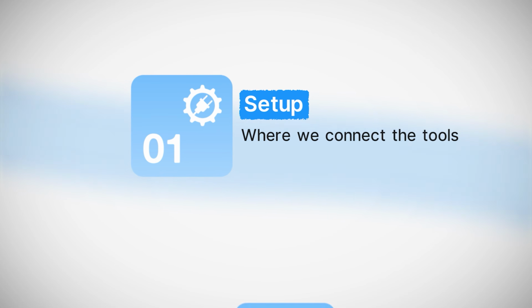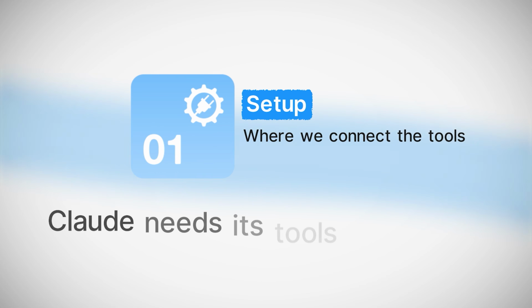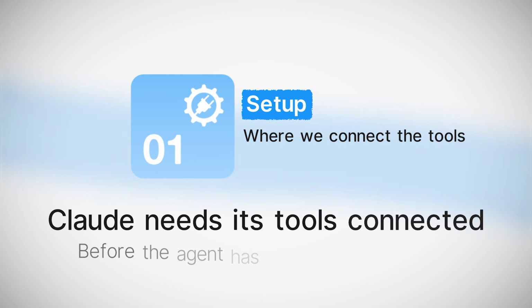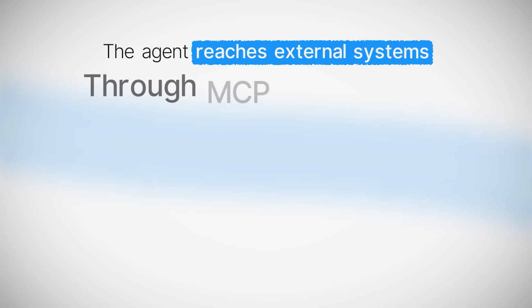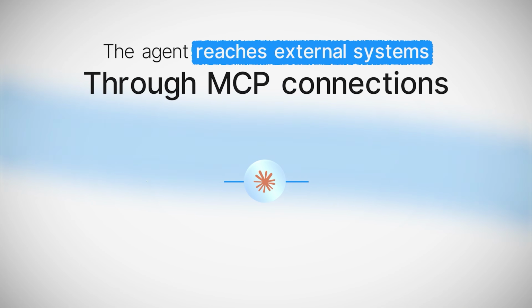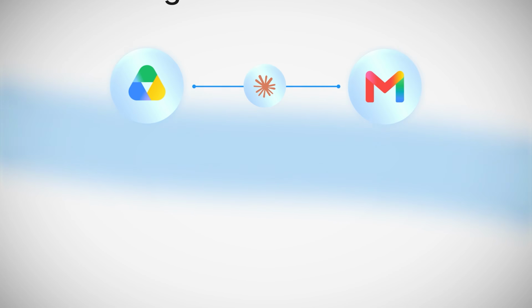So we're starting with the setup because Claude needs its tools connected before the agent has anything to work with. We need a starting position from 0. So what do we build and where do we start in Claude? The agent reaches external systems through MCP connections, and we're going to connect it to both Google Drive and Gmail directly, but there's one small catch here.